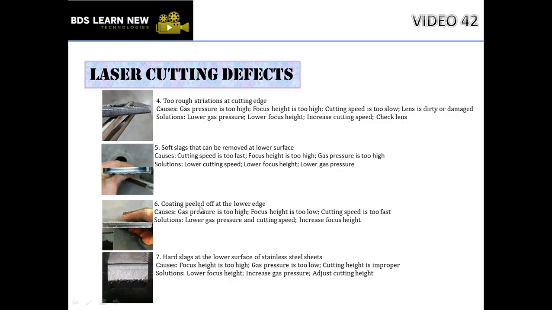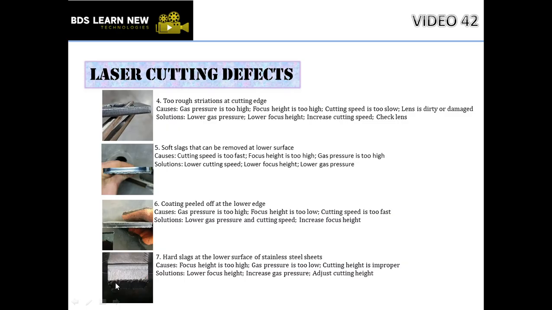Sixth, coating peeled off at lower edge, like this. Causes would be gas pressure is too high, focus height is too low, cutting speed is too fast. Solutions are lower the gas pressure and cutting speed, increase focus height.